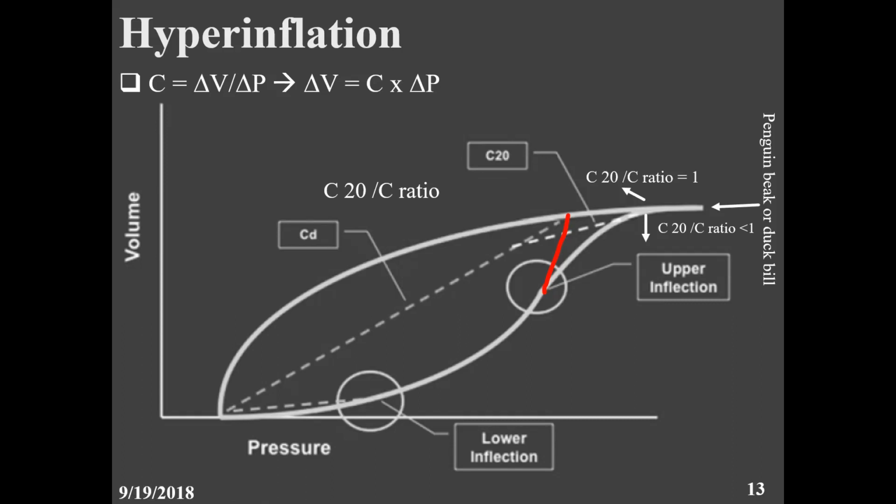So now you have learned the inflection line, the deflection line, the upper and lower inflection points. You learned the C dynamic or the C slope, the opening line, and the C20 line. And now you have learned overinflation and underinflation. Any question?